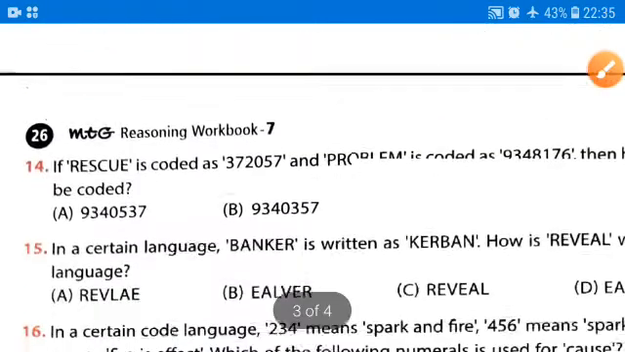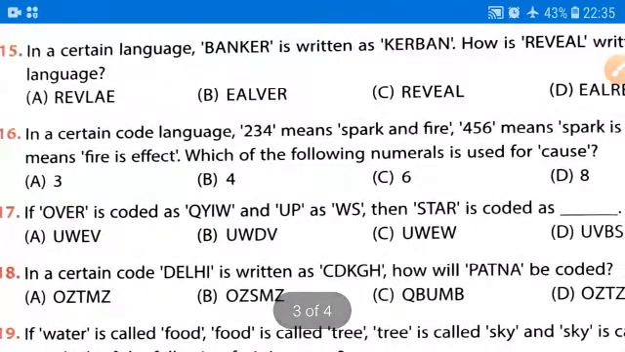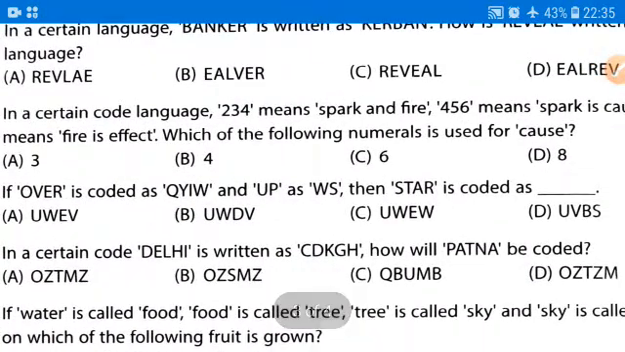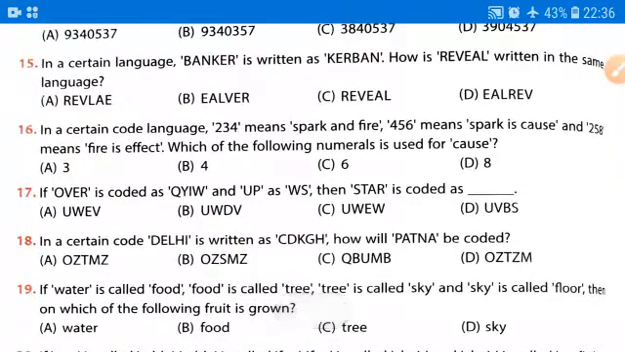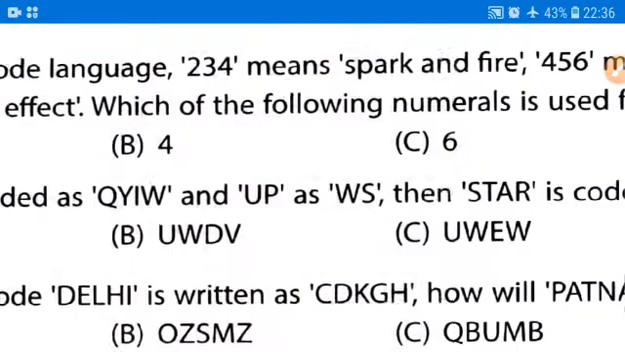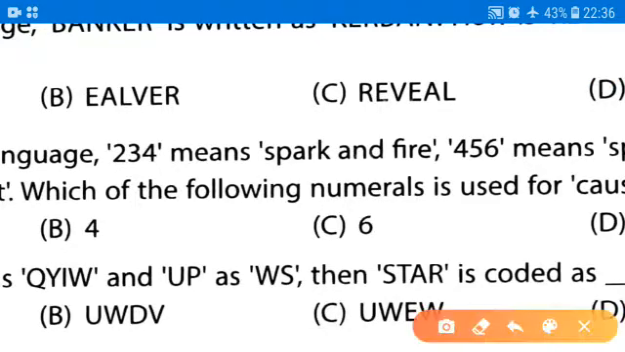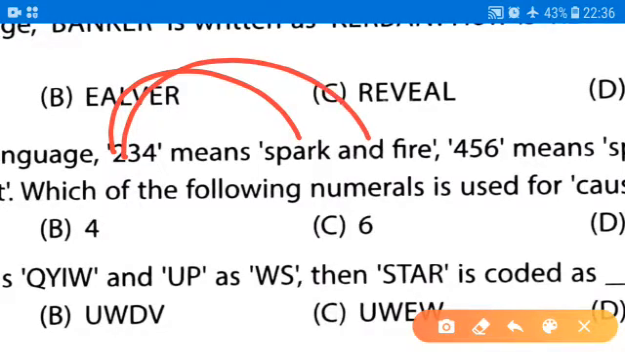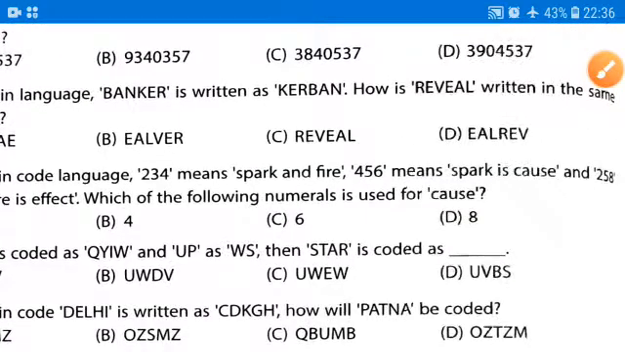Now moving further to the next question, that is question number 16. This is some kind of new question, and it is a very interesting and simple question. In a certain code language, 234 means spark and fire. So this 2 means what? Spark? No, it is not like that. It can be anything. 2 can be spark, or 2 can also be 'and' or fire. We don't know, these are mixed. We have to find out with the help of all three numbers.